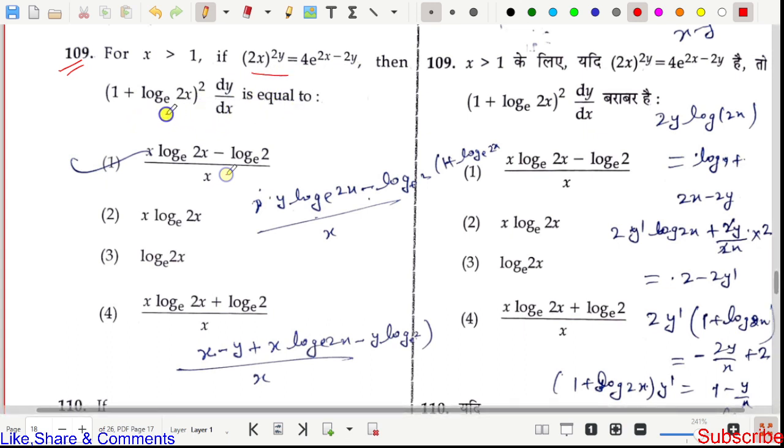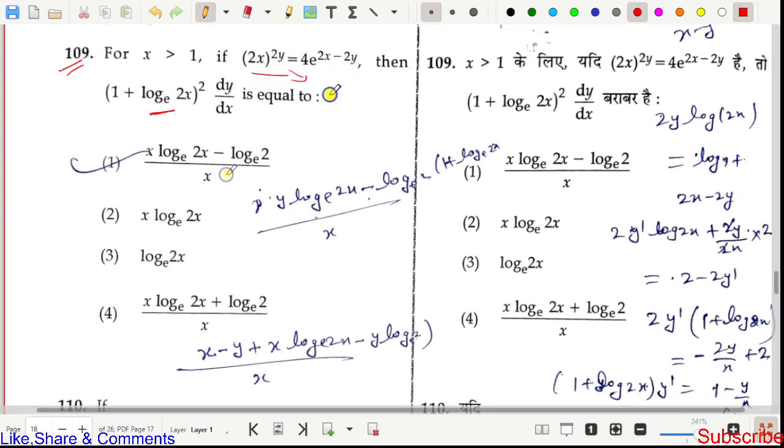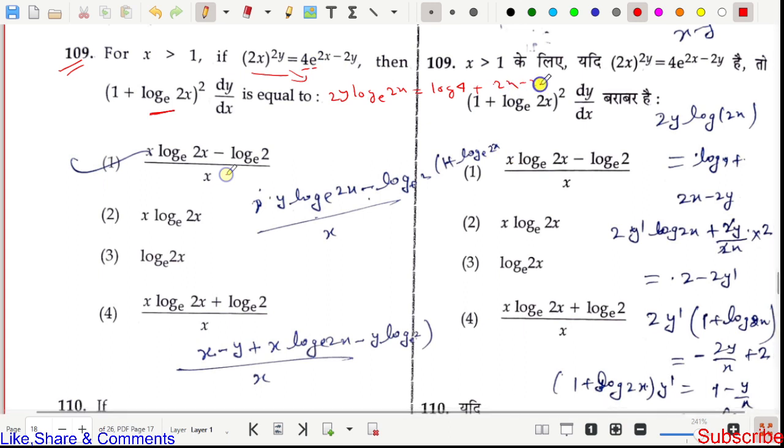From the question you can understand that log 2x is there, so we have to apply log to the given expression. If we apply log, what will we get? 2y log base e of 2x. Here we will get log 4 plus, since log of a product is log a plus log b, log a means log 4 plus log b means log of e to the power 2x minus 2y, that means 2x minus 2y. Clear?